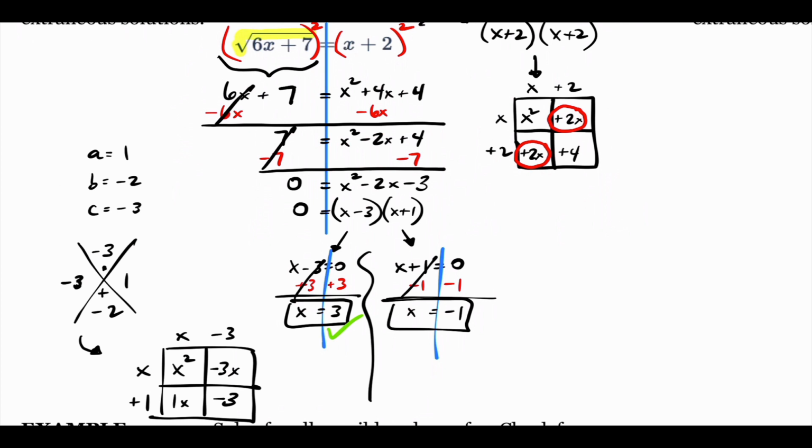Plug in negative 1 now. Negative 1 times 6 is negative 6, plus 7 is positive 1. The square root of positive 1 is 1. Plug it into the other side: negative 1 plus 2 is positive 1. So they both equal positive 1. So in this case, we'd have two answers, positive 3 and negative 1.